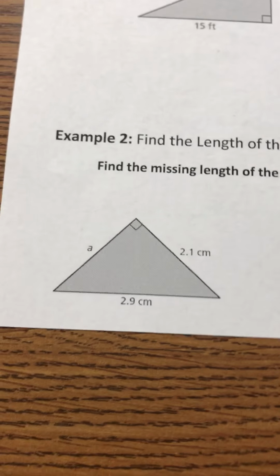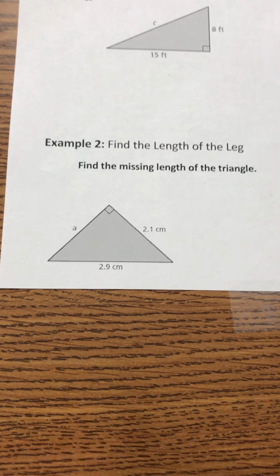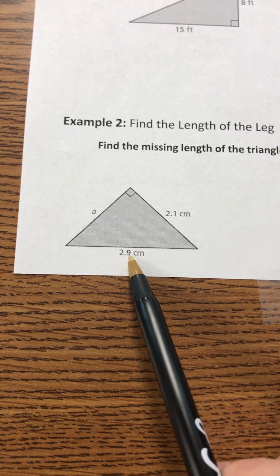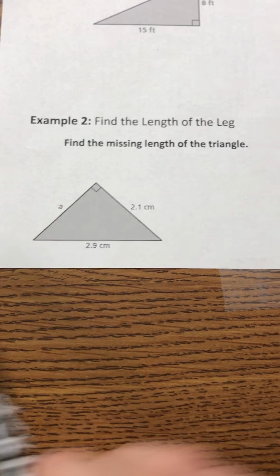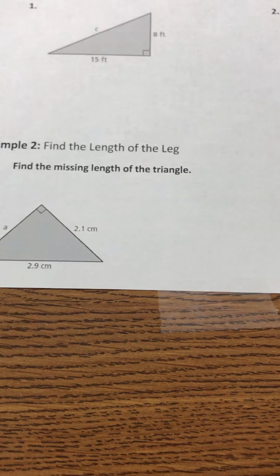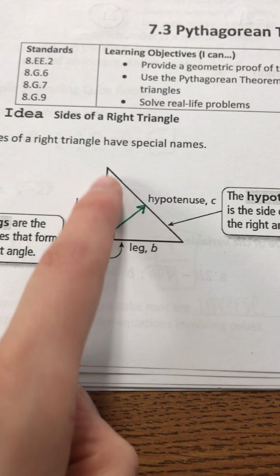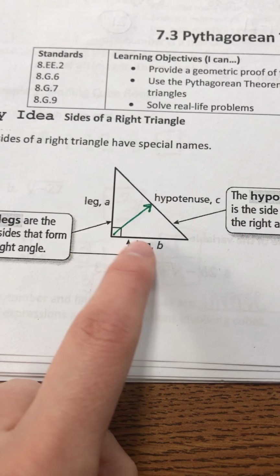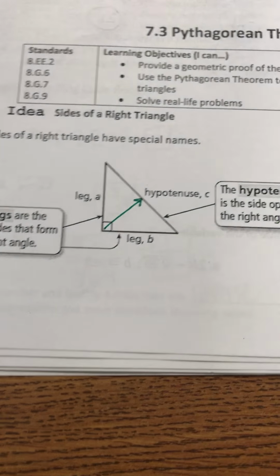Okay, next up, now we're going to find the missing length when we already know the hypotenuse. So we're trying to find out what this leg is. Okay, so that's a new vocab word, the word leg. The hypotenuse is C, that's the longest side. Both of these other ones are called legs. It doesn't matter A or B, both of them are legs.